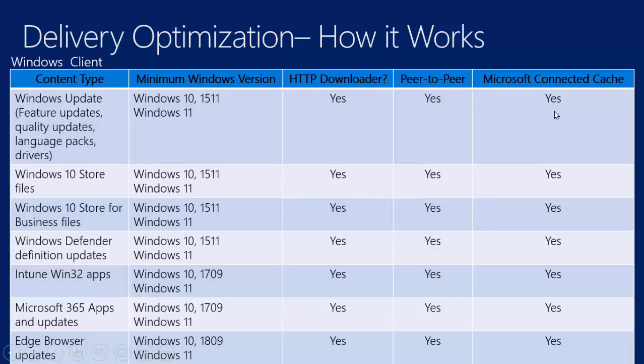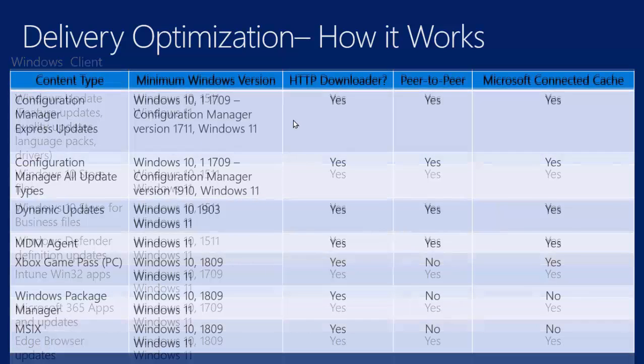Microsoft Connected Cache, that essentially is a local server on your network that when your devices are on your local network, they can take advantage of that locally versus having to go out to the internet to get the content, right? Again, maybe we'll do a separate session on Microsoft Connected Cache, haven't decided yet. You'll see that all of the content pieces on this first slide are all supported for all three. And so that includes Windows Update, that's feature updates, quality updates, language pack, drivers, Windows Store files, Windows Store for Business files, Defender and definition updates, Intune Win32 apps, Microsoft 365 apps, Edge browsers updates, right? So a good chunk of content right there, but we can keep going.